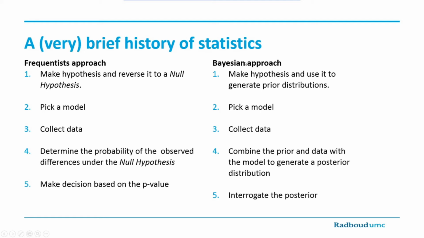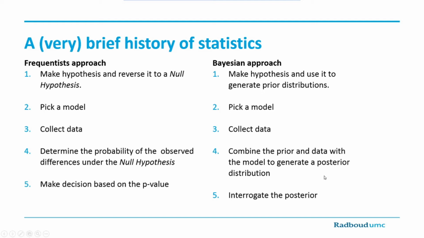With the Bayesian approach, we sort of take a similar mindset. We make this hypothesis, treatment A is better than B, and we use it to generate some prior distribution, some prior ideas about how blood pressure may be distributed. So for instance, we can say blood pressure is a normally distributed variable. Then we pick a model and we say, okay, for normally distributed variables, we can compare the means, which is similar to the frequentist approach. We collect some data and we combine the prior with the data to generate a posterior distribution.